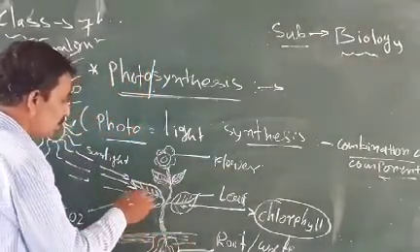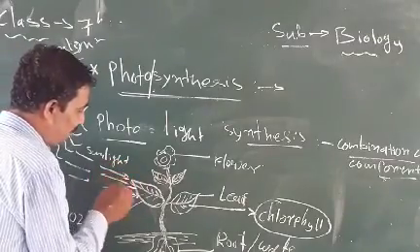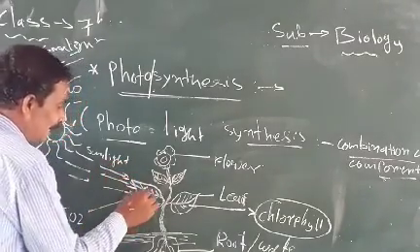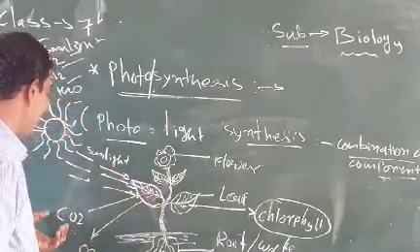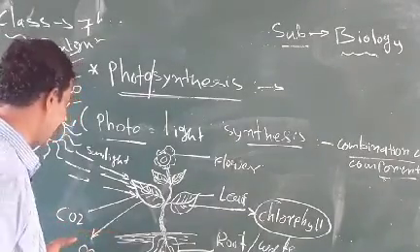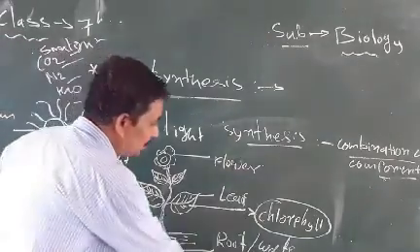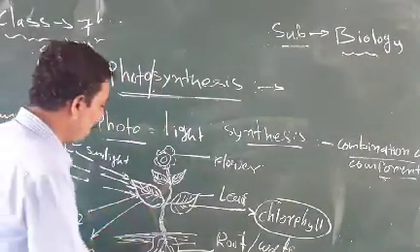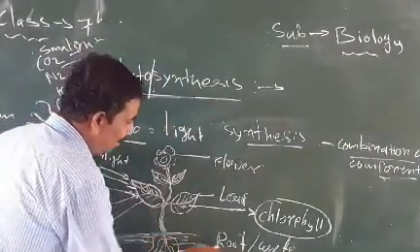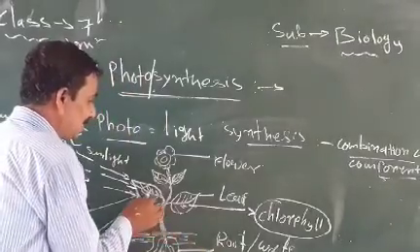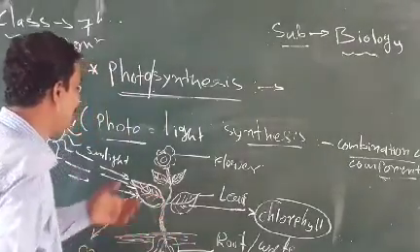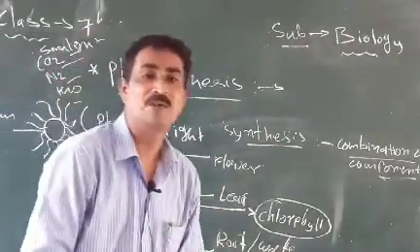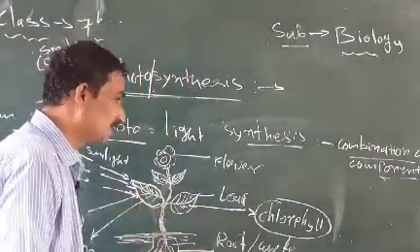This chlorophyll absorbs water and sunlight, and the environment also provides carbon dioxide. From the root side the water and minerals come by the help of the xylem and reach the leaf, and the plant starts preparing its own food. That is the way of photosynthesis.